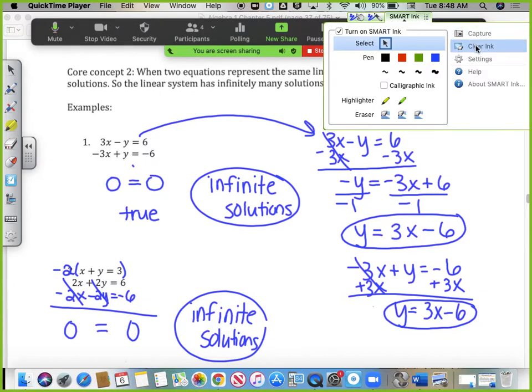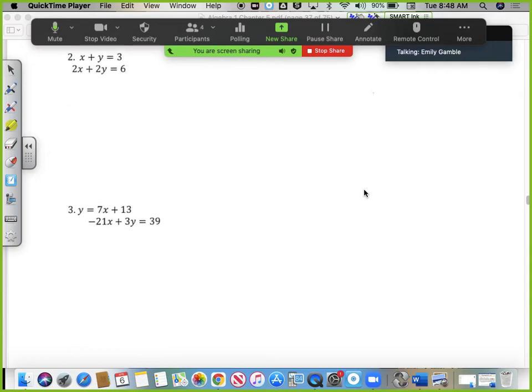Okay, and then we have one more on this page, number 3. Why don't you guys try this on your own? I know you're probably knowing what the answer will already be, but go ahead and try this one, see if you can figure it out. First, figure out if you should use elimination or substitution, and then solve.